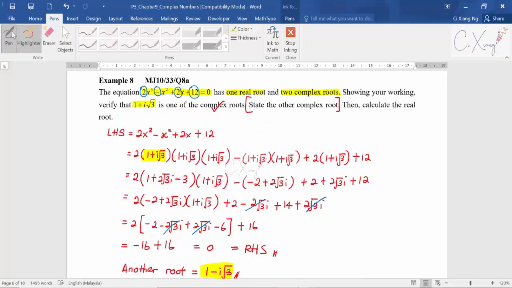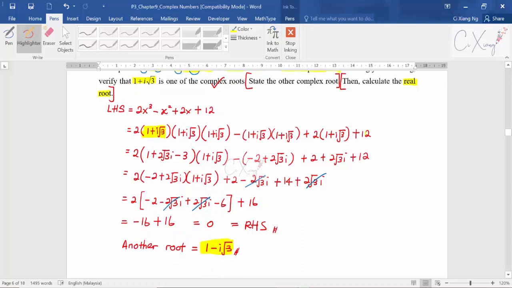Then calculate the real root. Okay, so now they want you to find out the real root here. To find the real root, generally there are a few different steps that you can apply. But since in this question they already give you a complex root, you have two complex roots here. So now maybe you can do long division if you want.